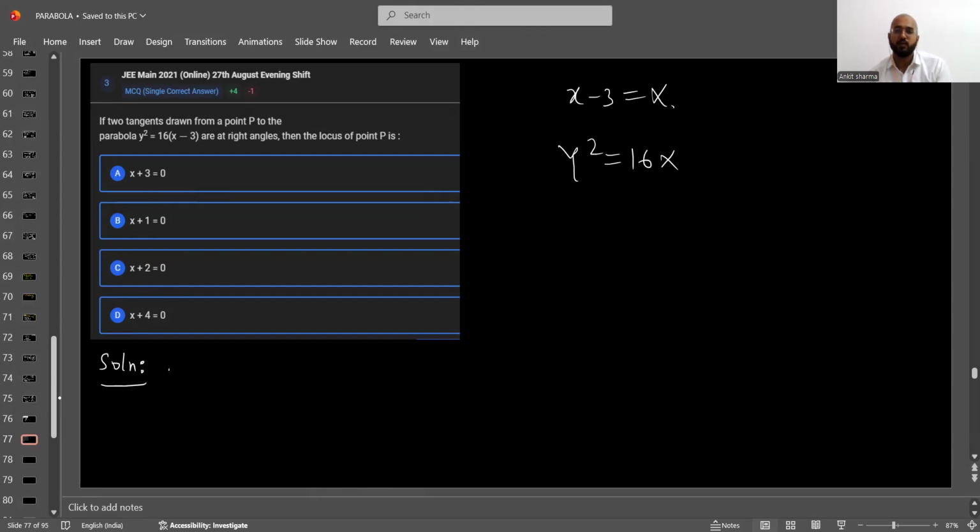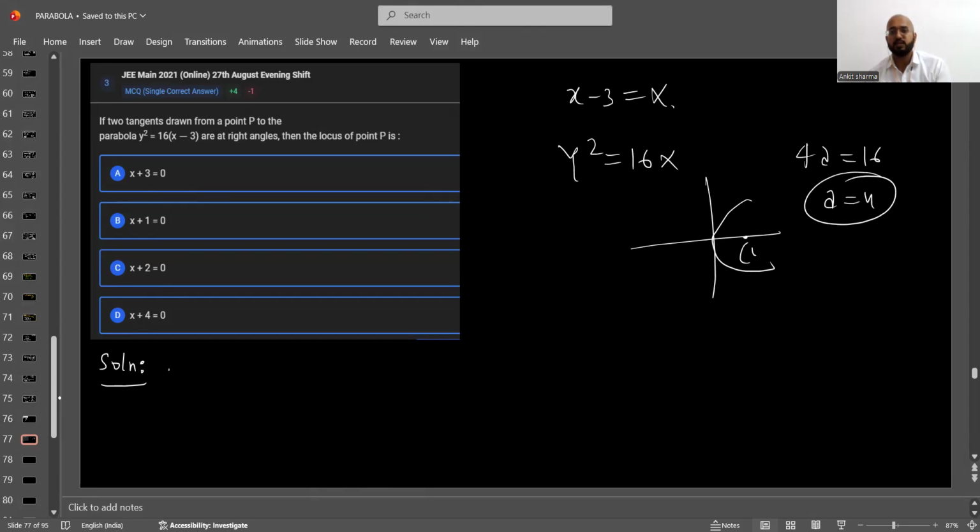So locus of the point, that means we need to know the directrix. So of course, you have y square is equal to 16x. So 4a is equal to 16. So a is equal to 4. So the focus is basically 4 comma 0 for the new parabola. So for the shifted parabola, we know what the focus is. This is 4 comma 0. The parabola is shifted by 3 comma 0, so we can just add it. Focus is 7 comma 0.